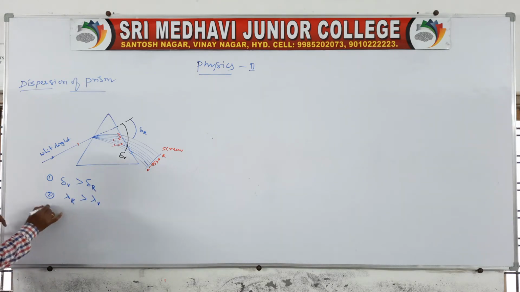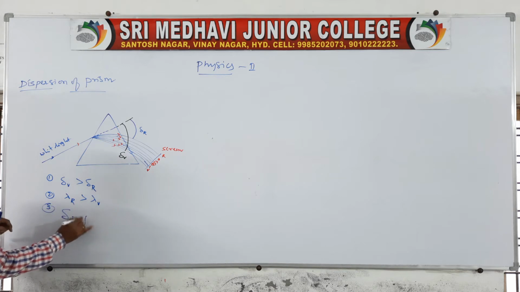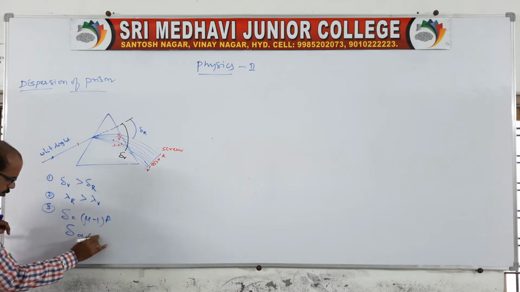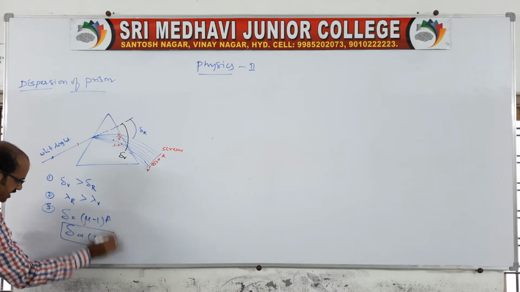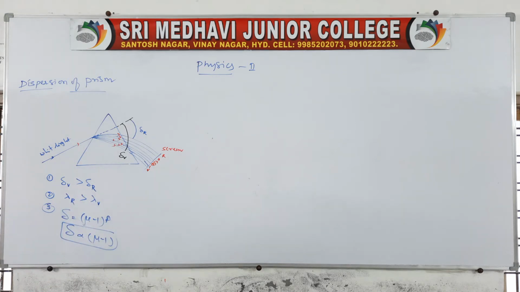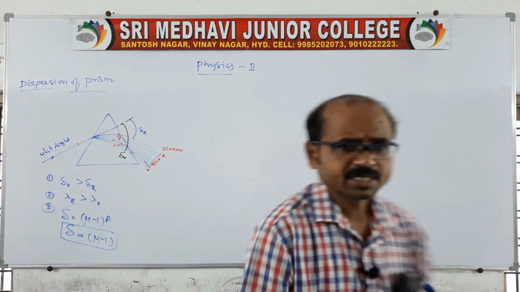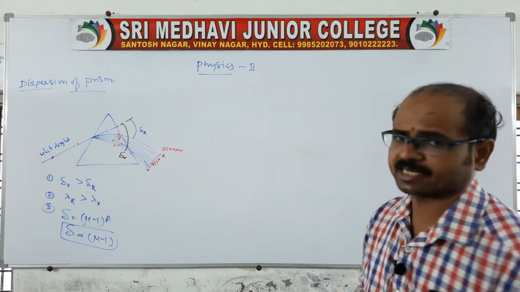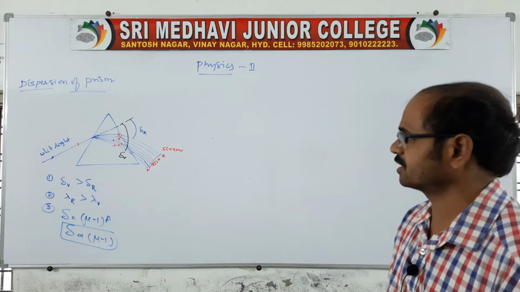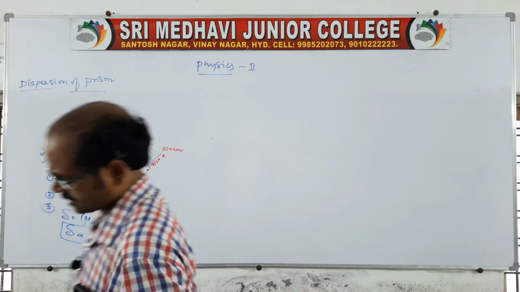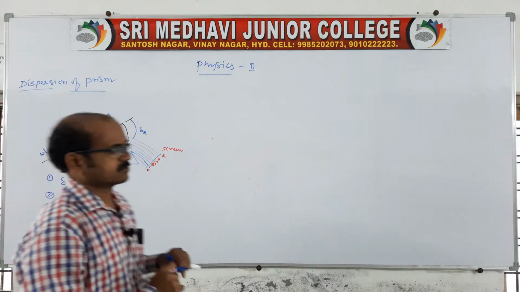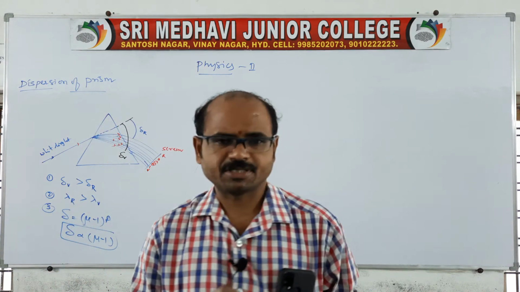There is one formula, that is delta equals (mu minus 1) into A. So delta is directly proportional to mu minus 1; it is the deviation, and mu is the refractive index. Clear? Coming to dispersion, a spectrum of white light is divided into 7 colors, which we call the spectrum. There is normal dispersion as well as anomalous dispersion.